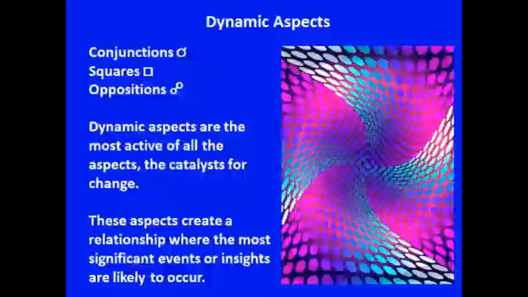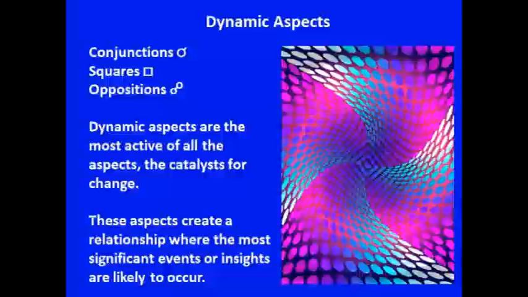What we're going to focus on now are the dynamic aspects. In traditional astrology, or more mundane astrology, they would call these the hard aspects, which implies difficult. And we decided to rename them dynamic aspects because this is where things actually happen. These aspects are the catalysts for change, and they are the conjunctions, squares, and oppositions.